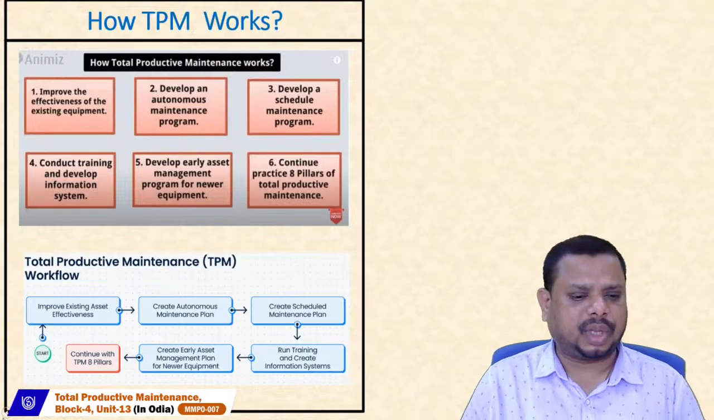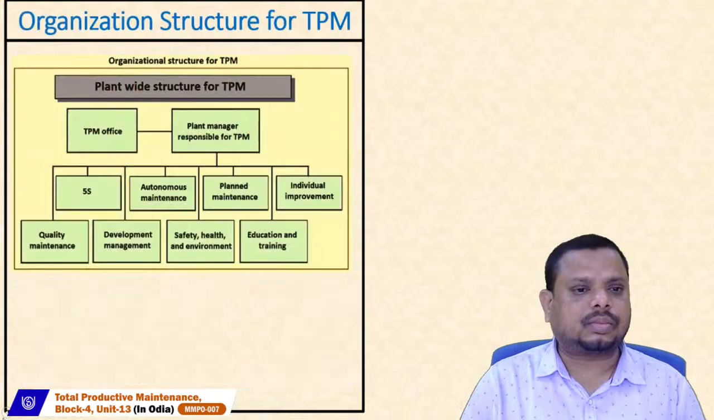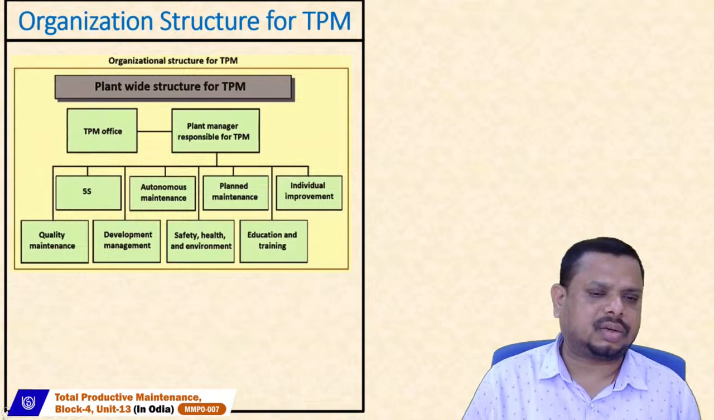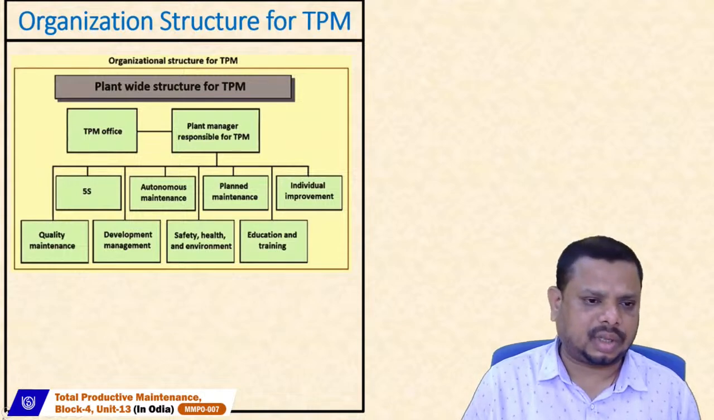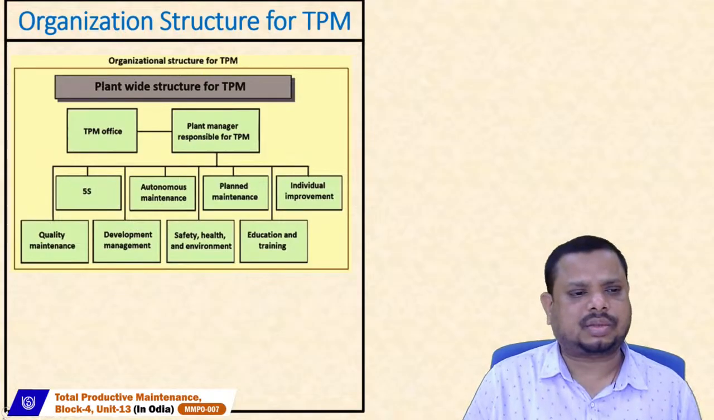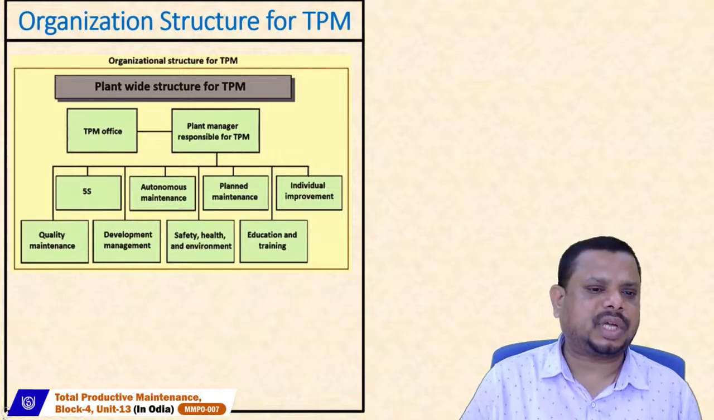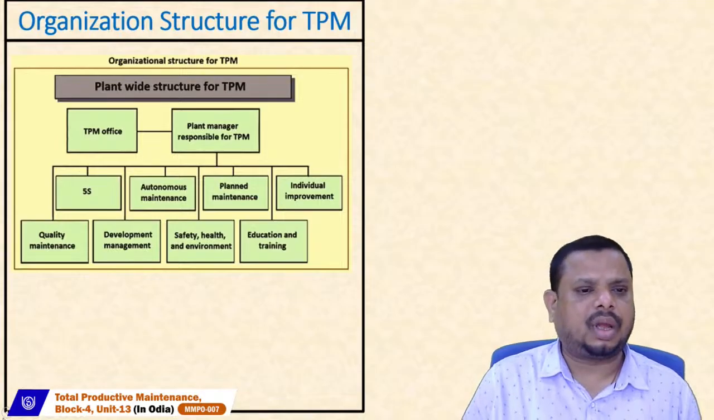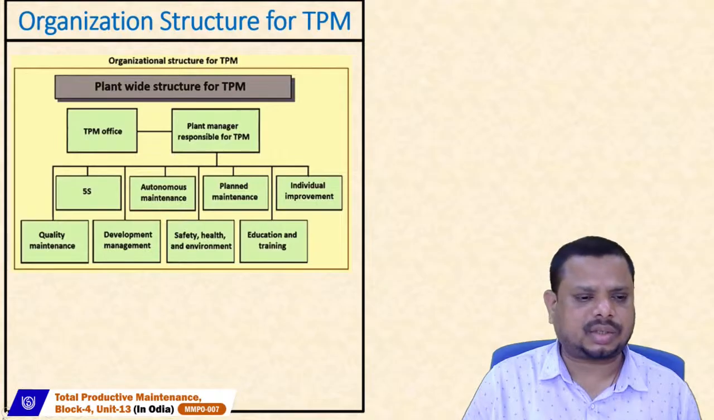The next one is the organization structure for total productive maintenance. Let's take a small example of a plant. If you go to the plant-wise organization structure for TPM, there is a TPM office. Plant managers are responsible for total productive maintenance. Under the plant manager, they implement the five P's philosophies. They are implemented to reduce waste.